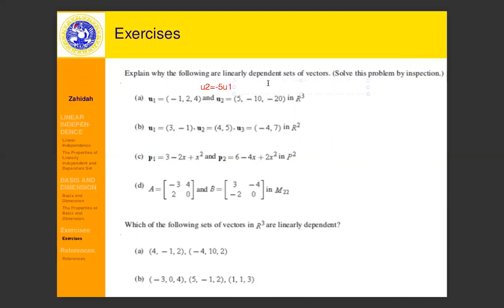Or you can write this. It means U2 plus 5U1 equals the zero vector. We have a solution of the system that is not only the trivial solution. We have K1 equals to 1, K2 equals to 5. So the set is linearly dependent.